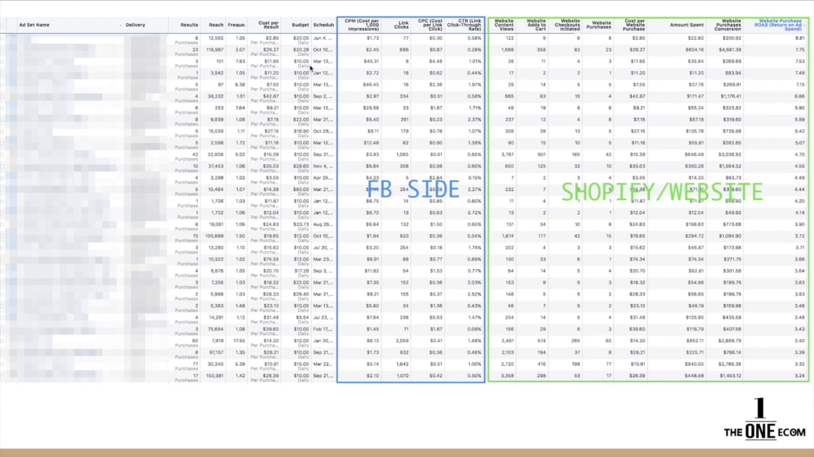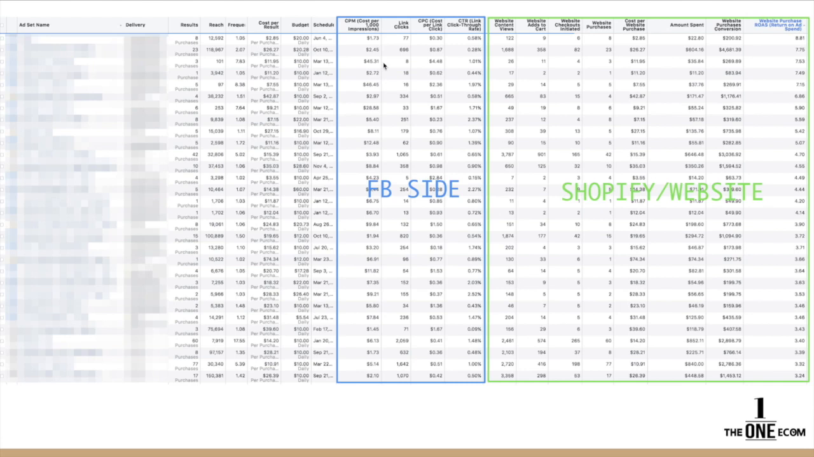The budget is how much you set per ad set, and the schedule is just when you start the ad. These are the basic metrics, but you're not going to be focusing on those things. What you're going to be focusing on is the Facebook side metrics and the Shopify side, your website's metrics.